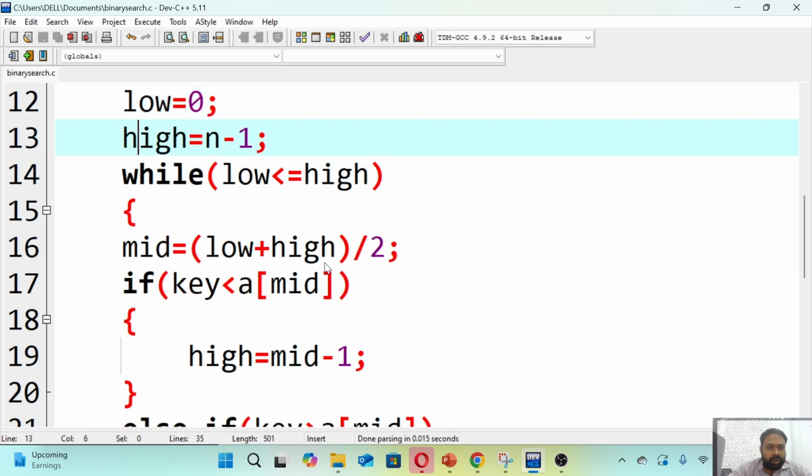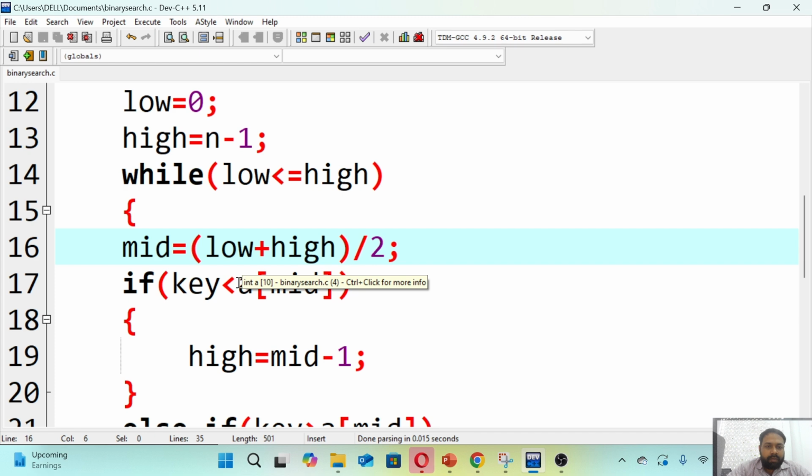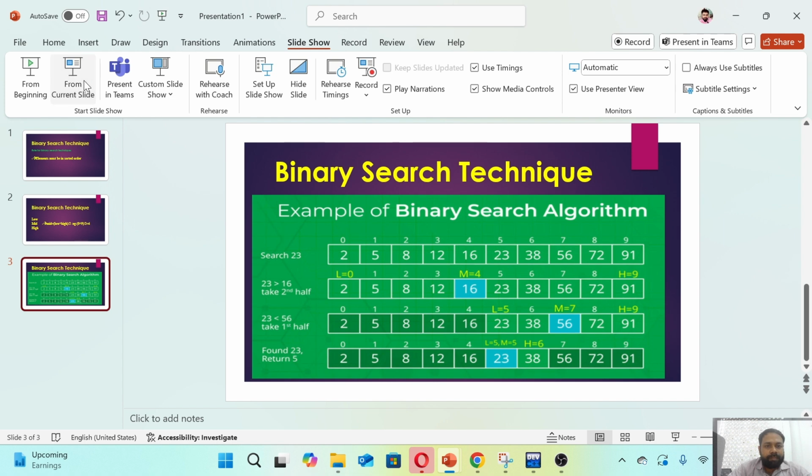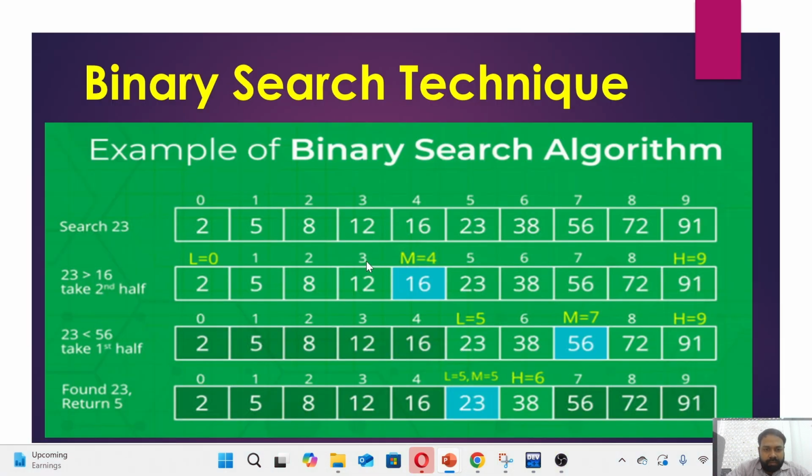You are finding the mid index. You are checking whether your required element is in the first half or second half. If it is in the first half, again you calculate. I am coming back to the PPT here. If it is in the first half, low is there, high is not there. Again you have to apply the formula low plus high by 2: 0 plus 3 by 2 is nothing but 1. Again between these two you are going to check.